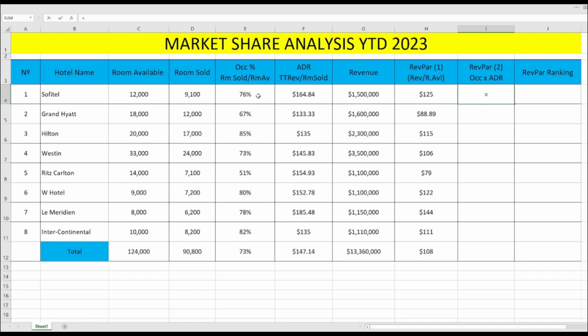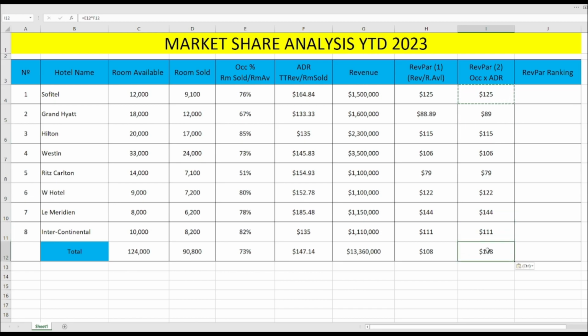So we take occupancy multiplied by ADR. You see, it's 125 and 125. So let's copy and paste. Copy and paste. You see, all the same. So these are the two ways to calculate RevPAR. The first way and the second way.